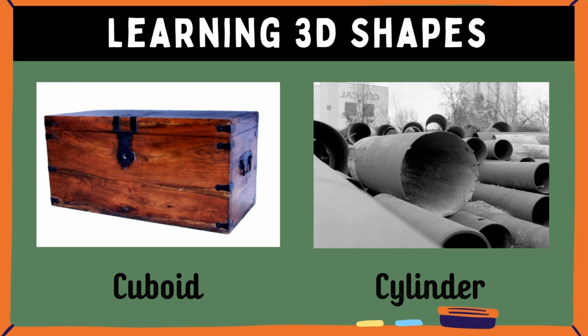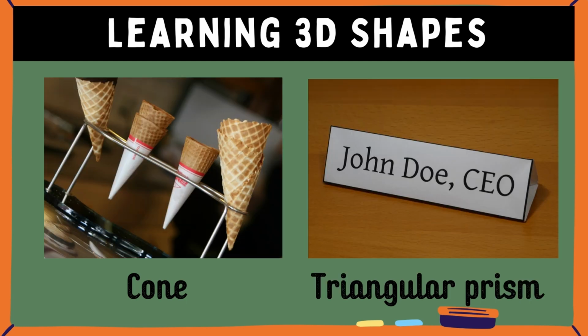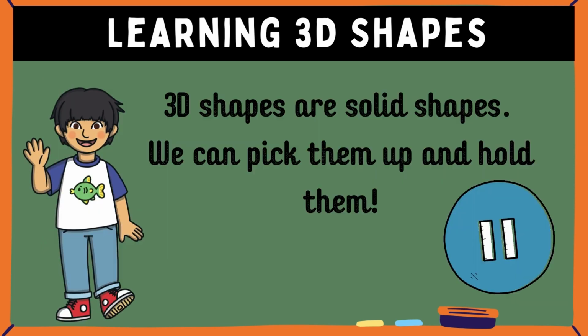Can you guess what shape these objects are? Brilliant. They are cylinders. What shapes are these objects? That's right. It's a cone. How about these items? Excellent. They are triangular prisms. Now let's move on to thinking about their properties.